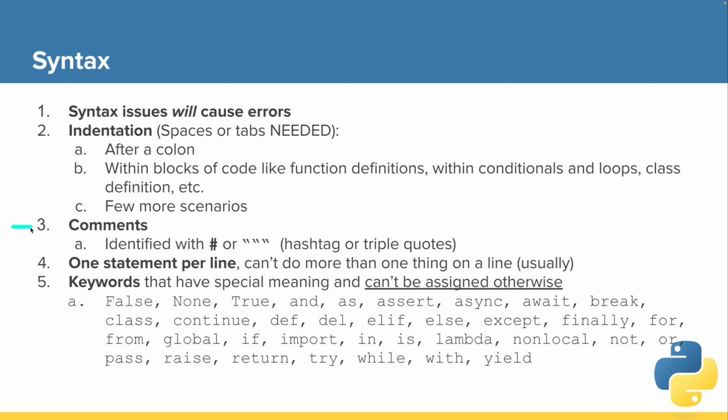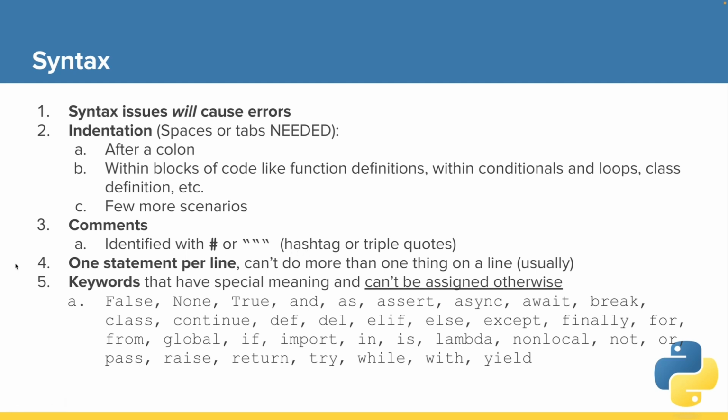Thirdly, comments is a syntactical component of Python, and we can make comments with a hashtag, as it's sometimes referred to, or the pound symbol, or triple quotes. And these are lines of text that are not interpreted by Python. It essentially will ignore it. It's only for humans to read, for the most part. So comments can be done that way. That's a syntactical part of Python.